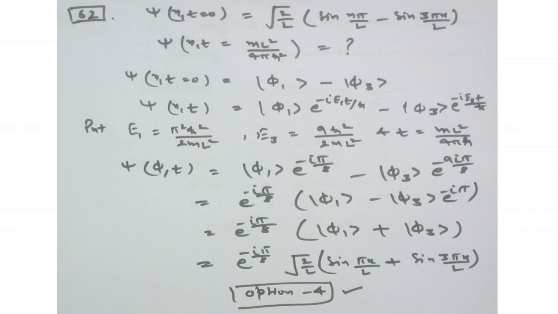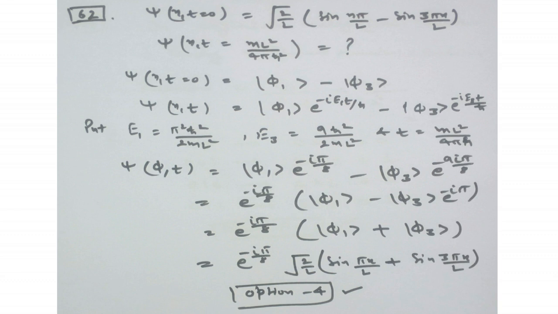Now the given wave function is equal to first eigenstate minus third eigenstate. Now at time t it is given as phi1 exponential minus i E1 t upon h cut, minus phi3 exponential minus i E3 t upon h cut. Now the energy in the case of a particle in a box is En equal to n square pi square h cut square upon 2 m L square. So according to this, E1 is equal to pi square h cut square upon 2 m L square, and E3 is equal to 9 pi square h cut square upon 2 m L square.